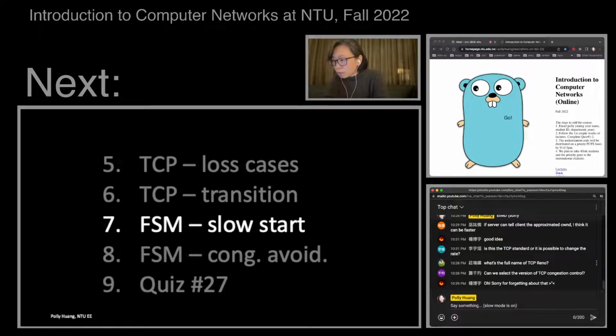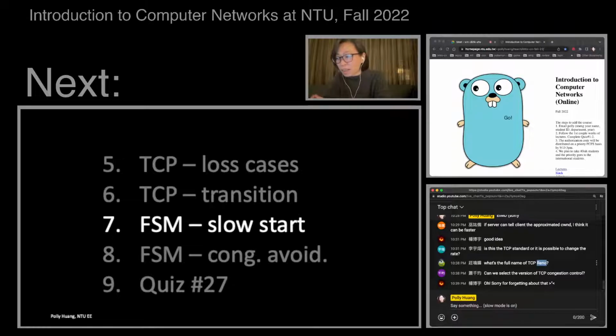Leon, what is the full name of TCP Reno? It's just TCP Reno. Reno is a vacation spot in Northern California. Yeah, so TCP we know. TCP Reno, I think, is just the second version of TCP. TCP Tahoe is the first version.